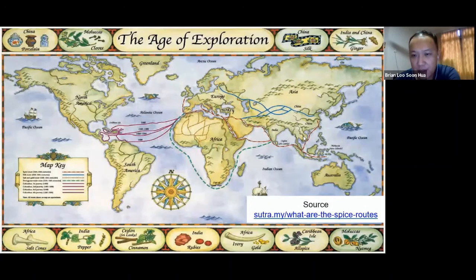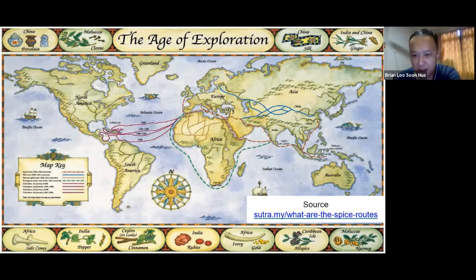If you see my cursor, there's actually a route from China all the way down to Singapore. If you can see here, there's a red line that goes across, and from Indonesia all the way to the south of India and into Arabia and even into Africa. So that was actually the spice route. You've got the Silk Road and you've got the spice route.